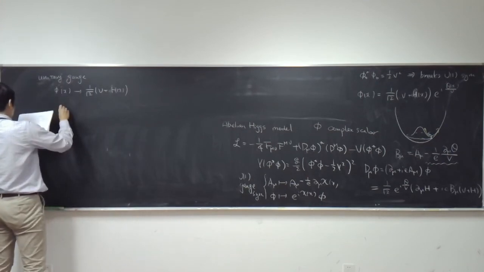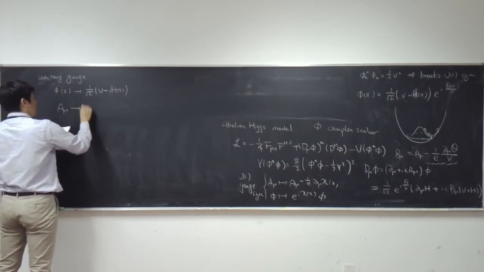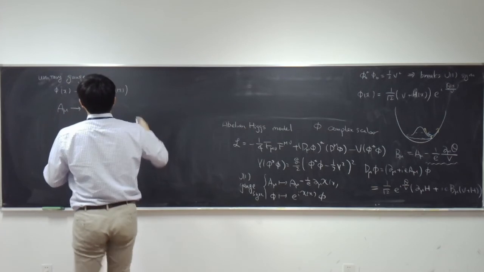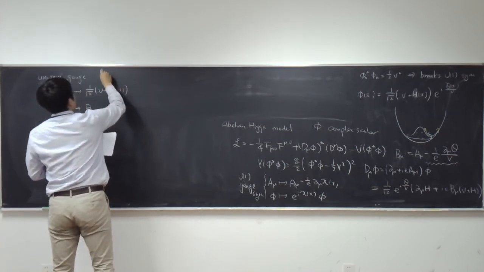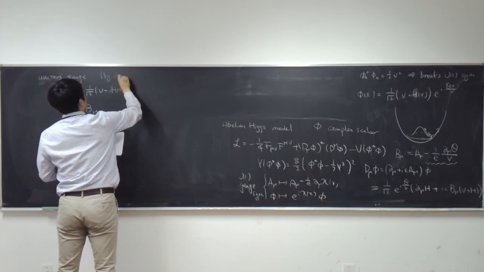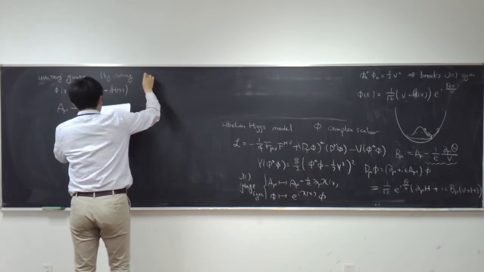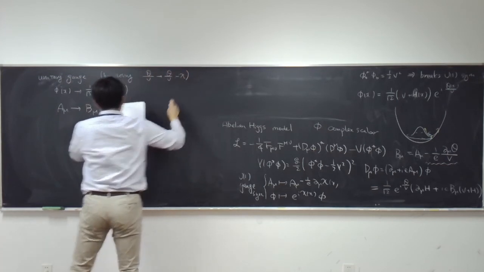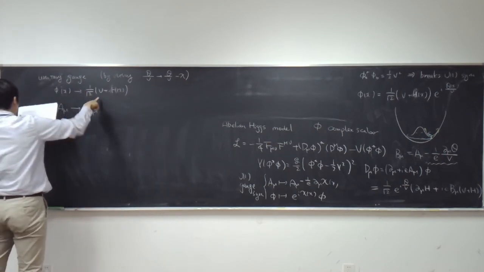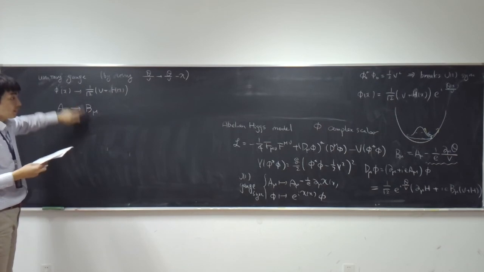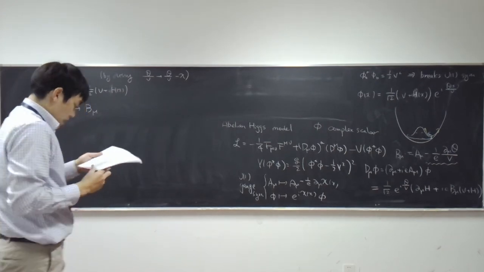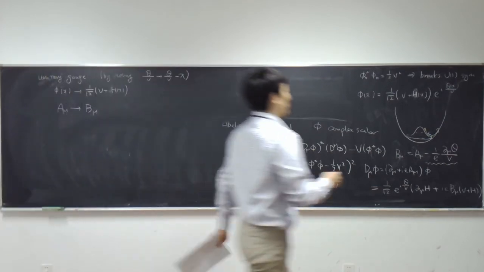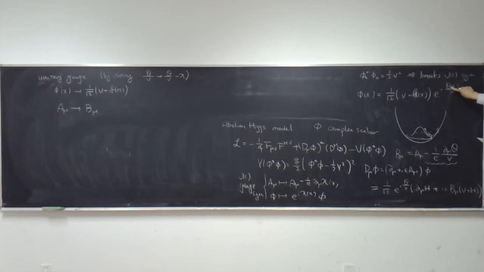And then A mu can just be replaced by B mu. So this is unitary gauge. By using gauge transformation, theta goes to theta minus chi. So one can fix phi and B mu as it is, this way. Okay, so this is the main idea of how to get rid of this degree of freedom theta.